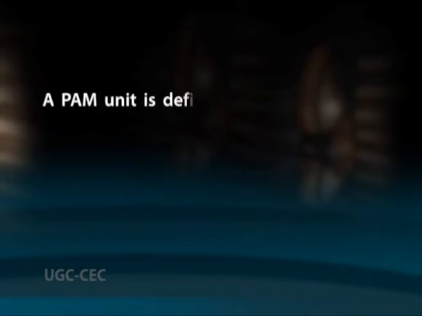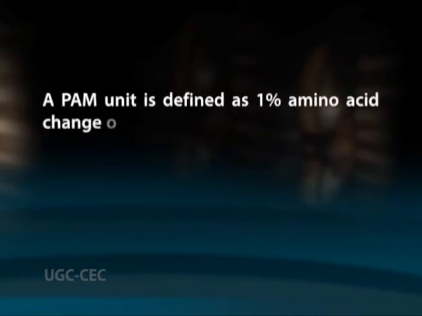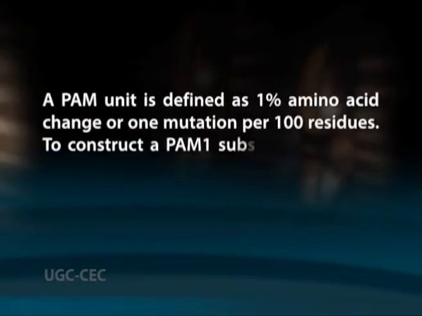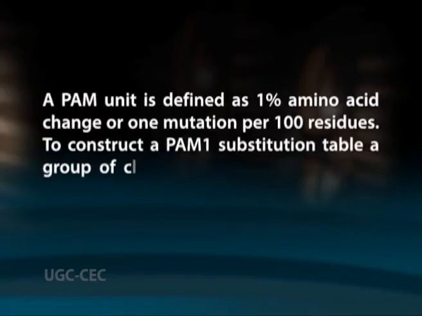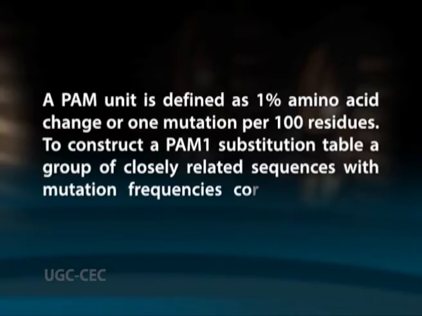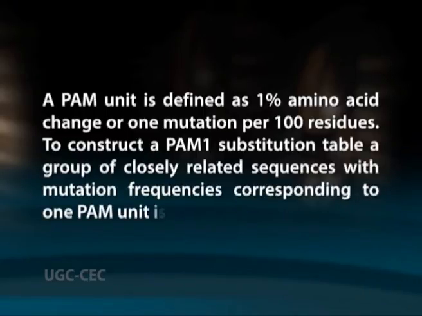A PAM unit is defined as 1% amino acid change or 1 mutation per 100 residues. To construct a PAM1 substitution table, a group of closely related sequences with mutation frequencies corresponding to 1 PAM unit is chosen. Based on the collected mutational data from this group of sequences, a substitution matrix is derived.